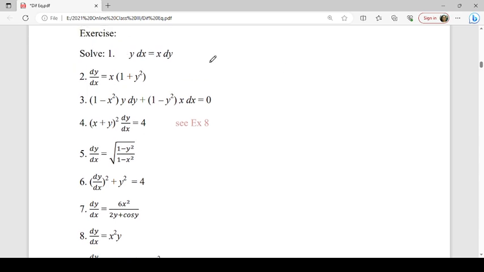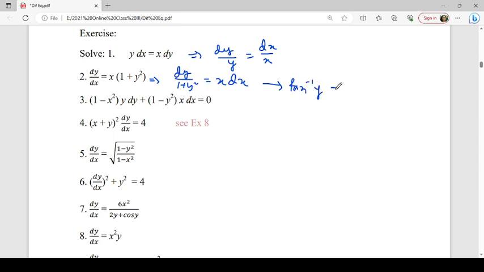So number 1 we can try as dy by y is equal to dx by x. So it is log y equal to log x. This we will write as dy by (1 plus y square) is equal to x dx. So the solution, integrated, is tan inverse y equal to x square by 2 plus c.